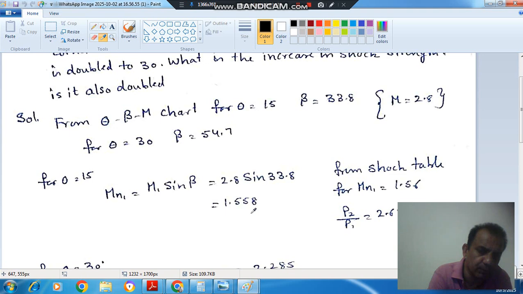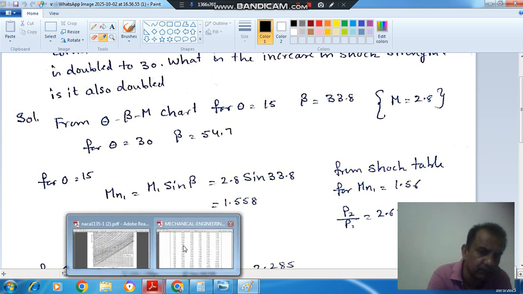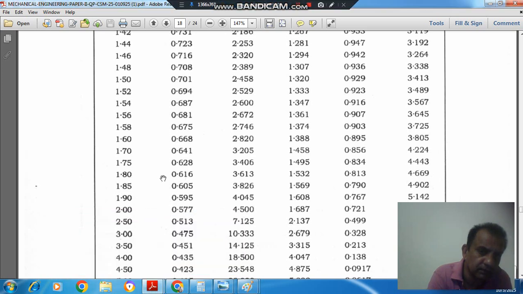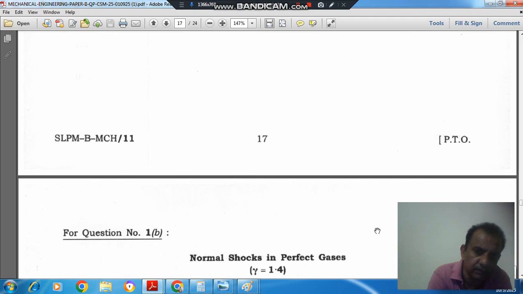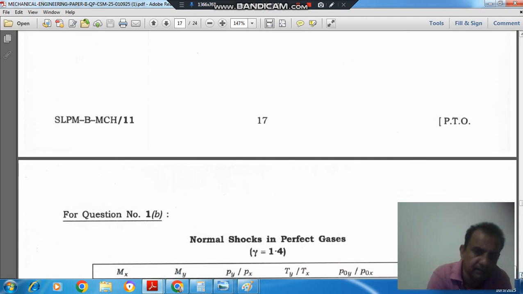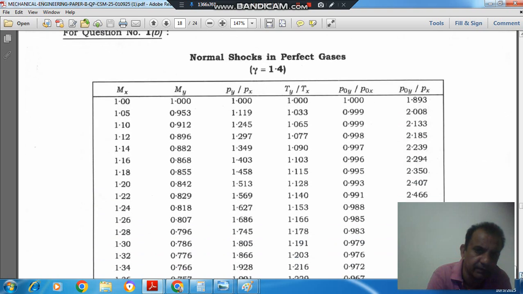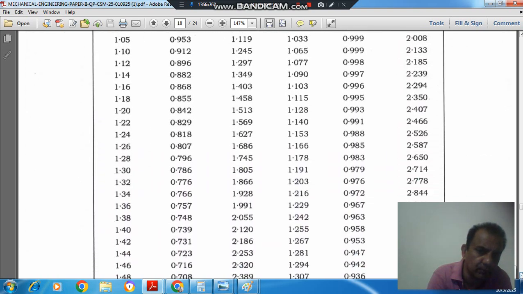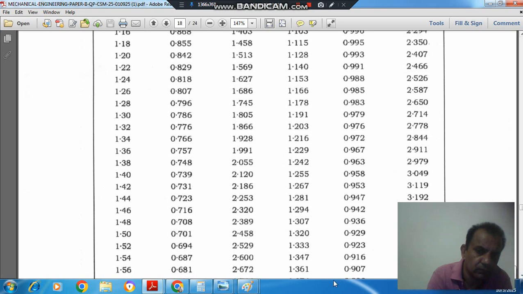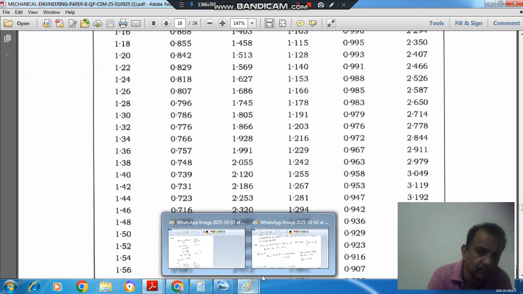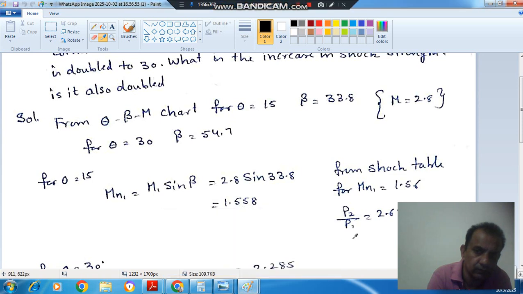So now we will see the shock table to find out the pressure ratio according to this normal Mach number. So now from the normal shock table, it is 1.56, and the pressure ratio is in the third column. So this is the table. First column is of Mx or M1, second is of My and third is of Py by Px. For 1.56 it is 2.672 or 2.67. So that is the pressure ratio.